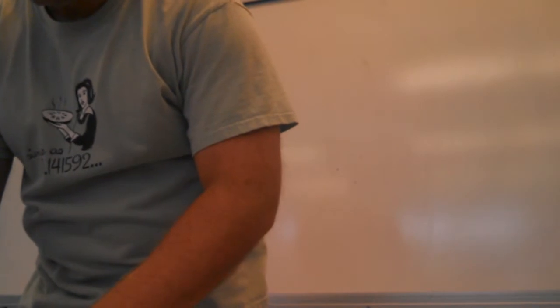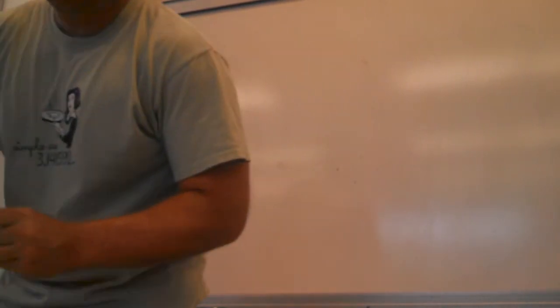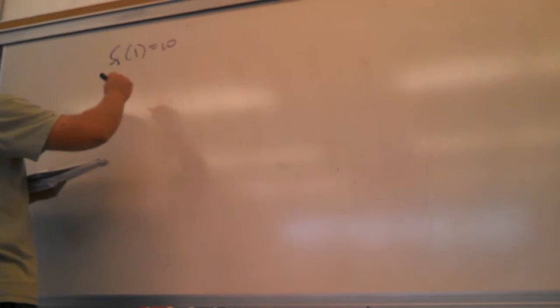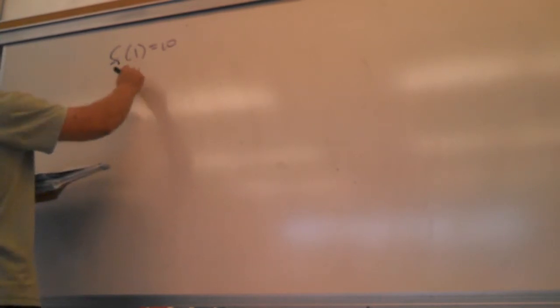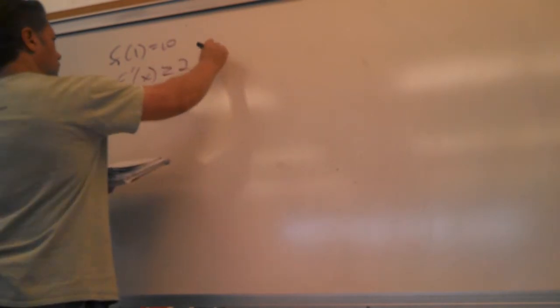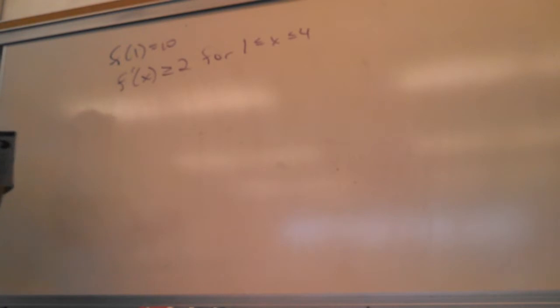Let's see. What about... Ooh. I can't remember what I assigned, but... Yeah, this sounds very strange. This is number 23 in section 4.2. If f of 1 is 10, and f prime of x is greater than or equal to 2 for x from 1 to 4, oh, I love it already. How small can f of 4 be?